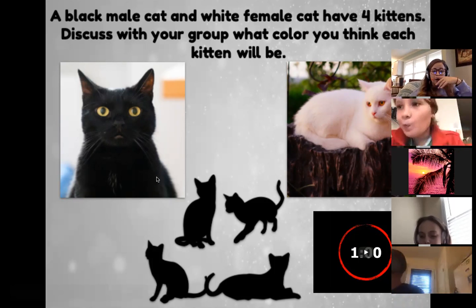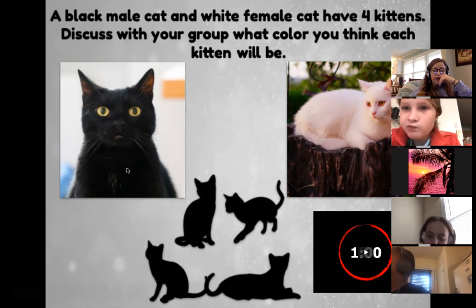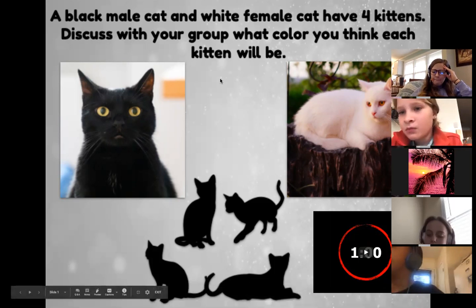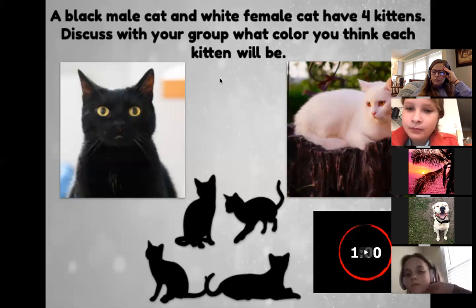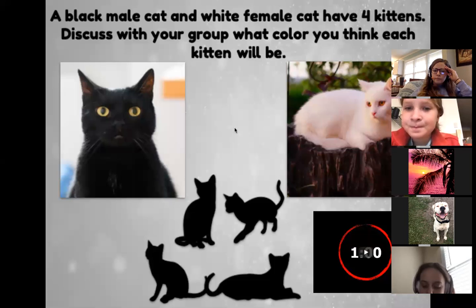Okay. Excellent. I like how you're incorporating what you know about how traits are passed down from parents to their offspring. All right. Miss Perry, I see your hand raised. Laylan, go ahead. So I think that one of them will be white and the other one will be black, and then the other 2 I think will be white with black spots and black with white spots. All right. Excellent. So a little bit from each of the parents.